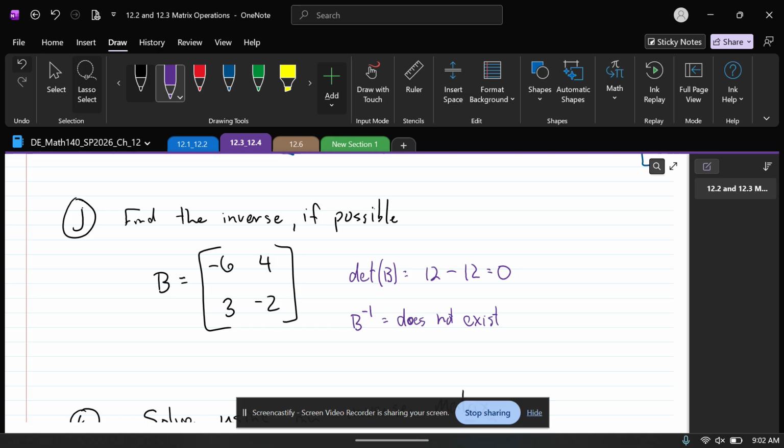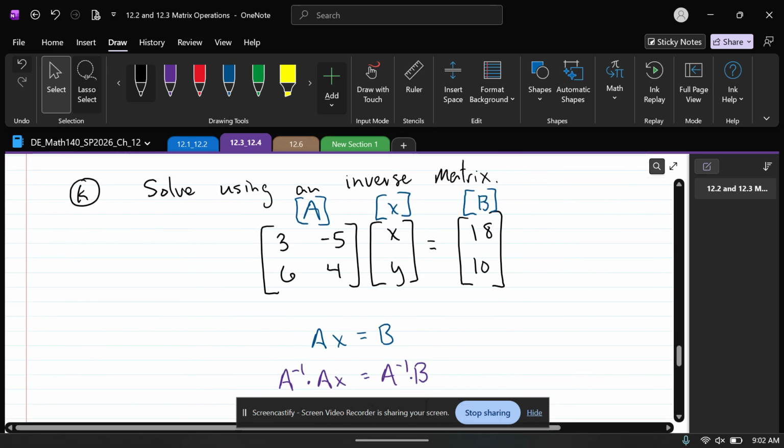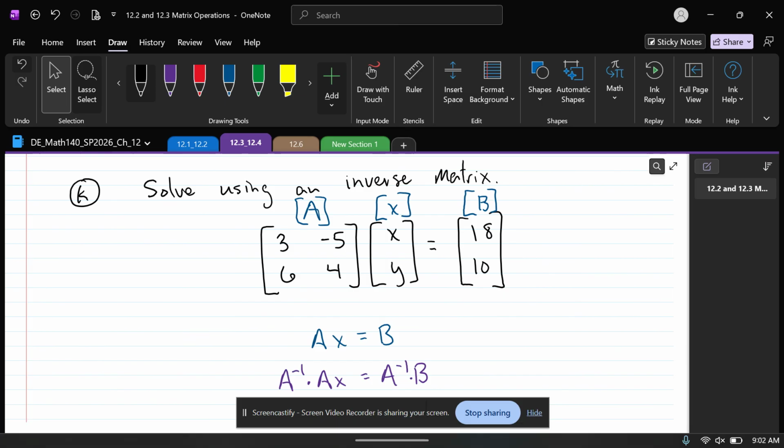Okay. The last page of this section there is solving systems. I would just put that in as a system and make it a 2 by 3 matrix, 3, negative 5, 18, 6, 4, 10, and do RREF instead of doing all this. Okay. So solving it by RREF is the way we already know how. So why do we need to worry about another method? Don't worry about another method. Okay.